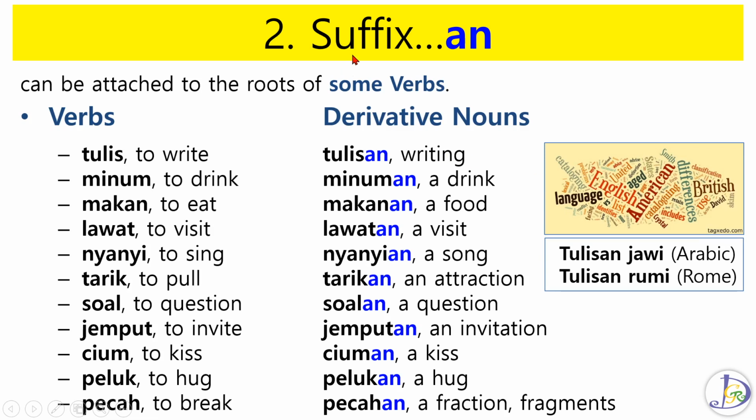Number 2, suffix an can be attached to the roots of some verbs. Tulis, to write; tulisan, writing; tulisan Jawi, Jawi writing, taken from Arabic. Tulisan Rumi, Roman writing. Like here, this is tulisan Rumi.